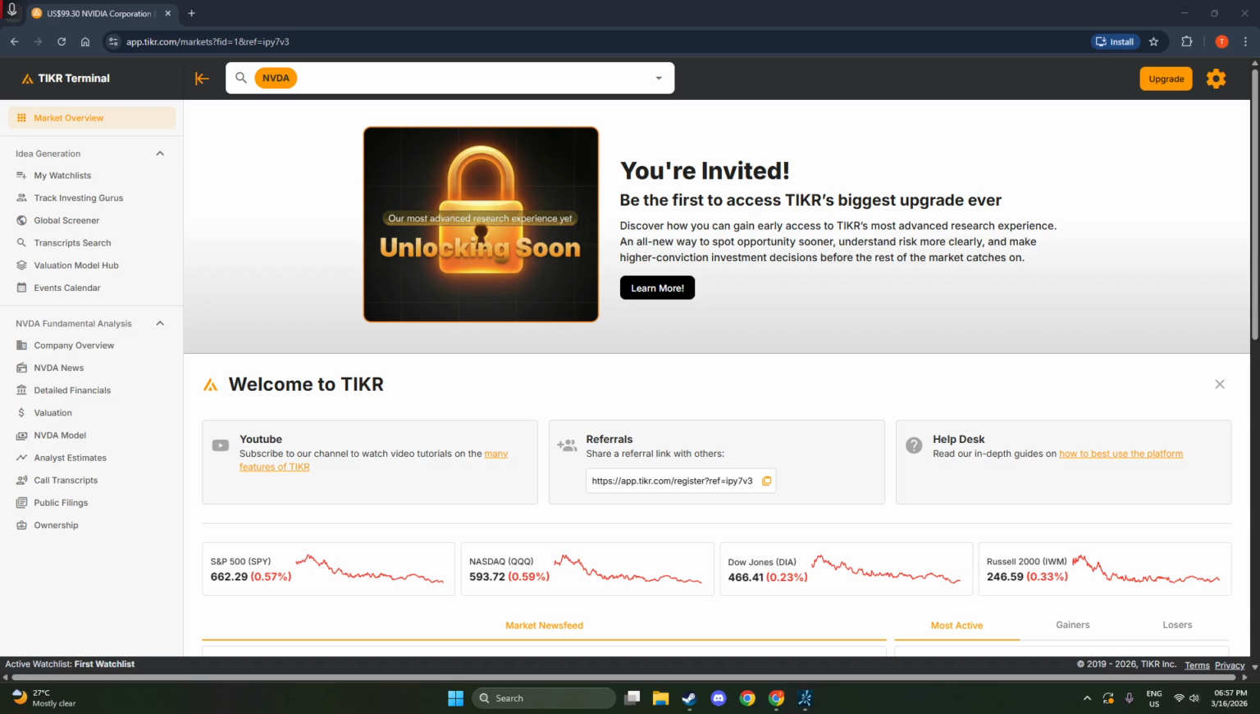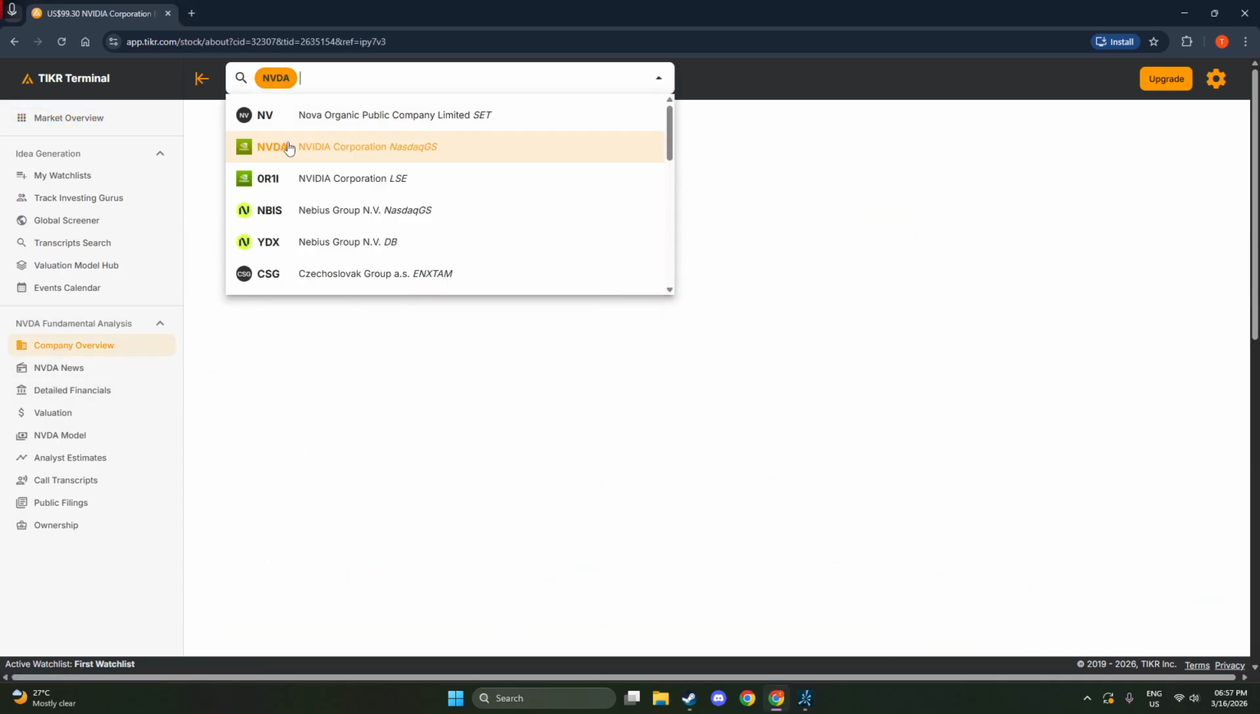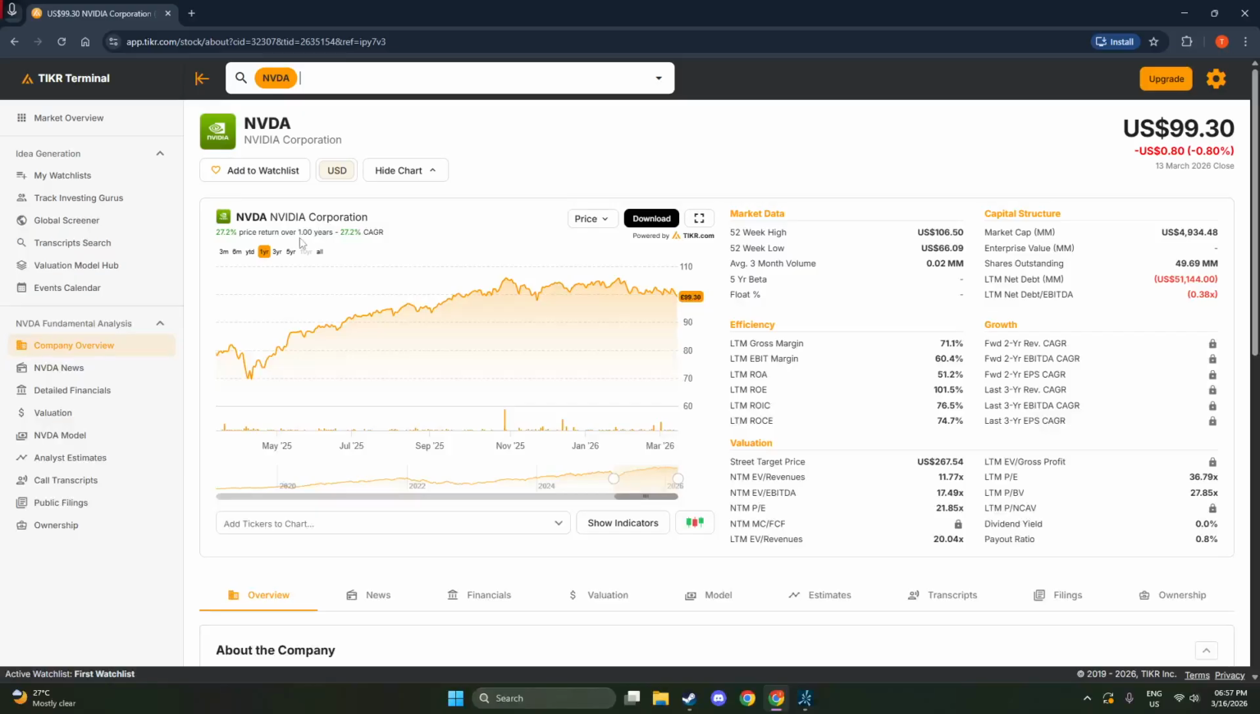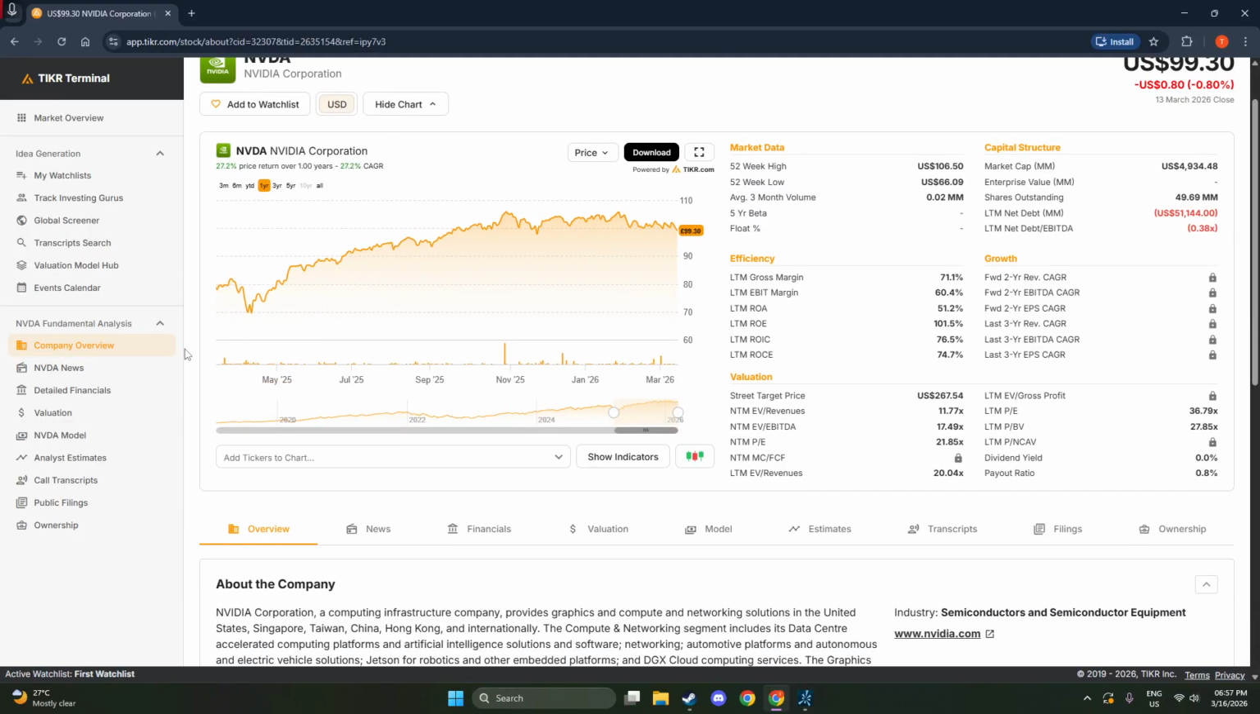First, open the company you want to review. Log into Tikr Terminal and use the search bar to find the ticker you're analyzing. As results appear, make sure you select the correct listing for the company and exchange you care about, especially if the name is common or there are multiple share classes. Once you're on the company overview page, you're ready to dig into the financials.